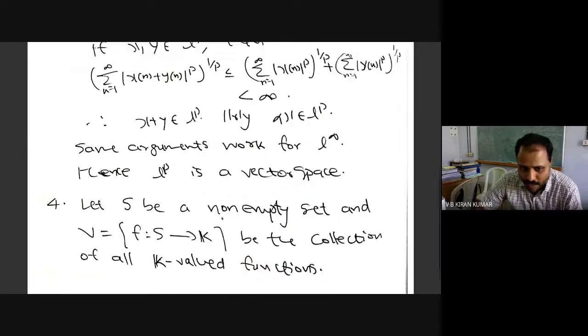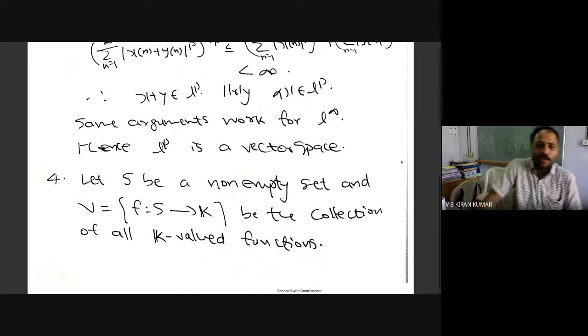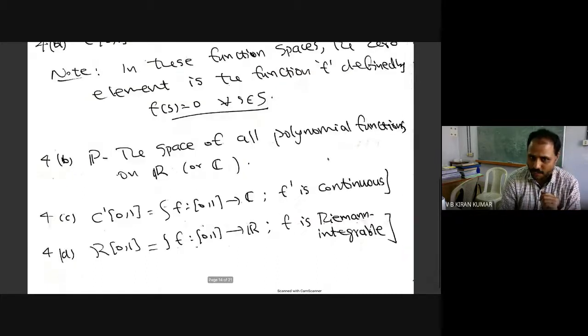So now let me introduce a very important example of a vector space, some abstract one. You start from a non-empty set S, okay? And my V is the set of all functions from S to K. K is our C or R. All real or complex valued functions defined on S. This is a kind of function space.